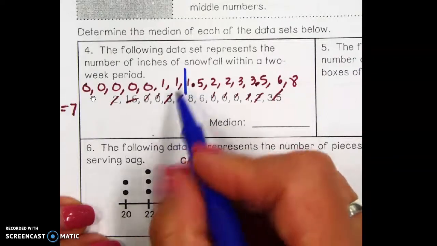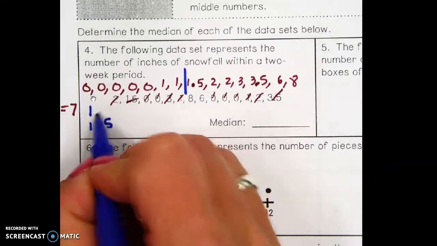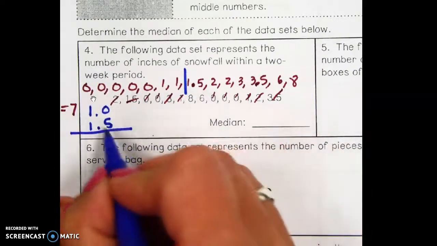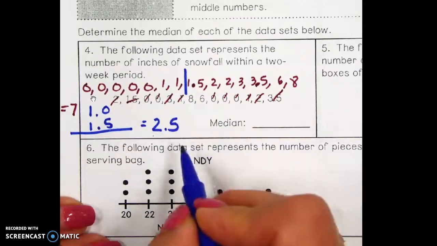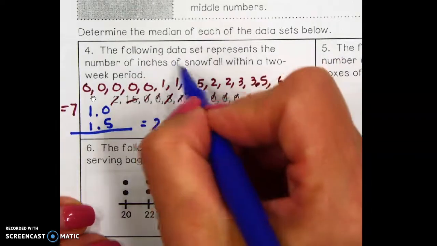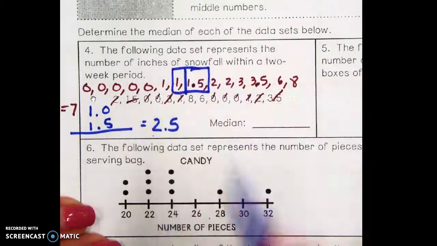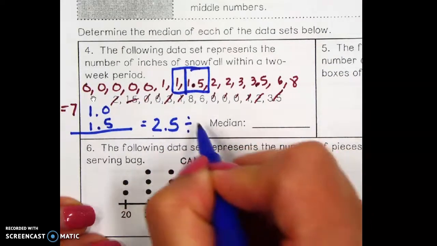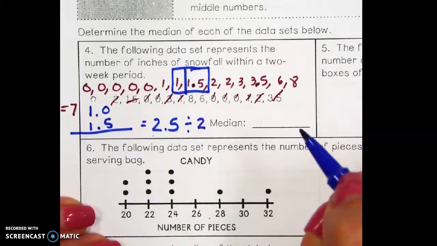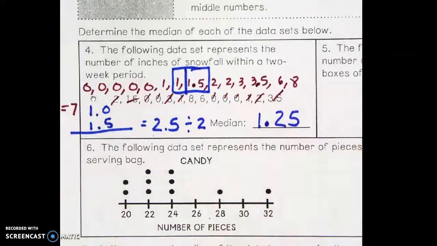Hey, it's an even number, so I said that we have to add these numbers. I'm going to put in a decimal and make sure that my place values are lined up. So 1 plus 1.5 is 2.5. And then I have to divide by not 14, but 2, because I just added those 2 numbers. When I divide 2.5 by 2, I end up with 1 and 25/100. So there's the median for an even set of numbers.